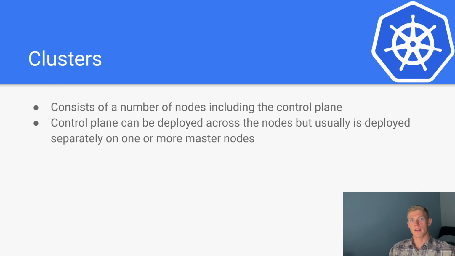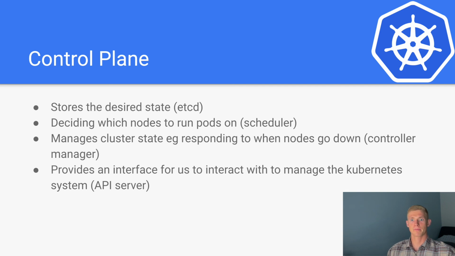Clusters. So we've already kind of mentioned what a cluster is, but a cluster is essentially a number of nodes, including the control plane, where the control plane can be deployed across any of the nodes, but generally we have dedicated nodes for the control plane, and those are called master nodes, and they consist of all of the components that I have mentioned in the prior slide.